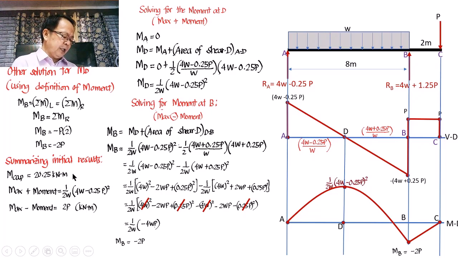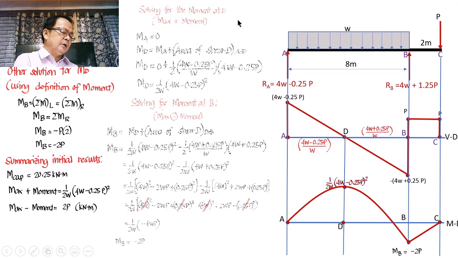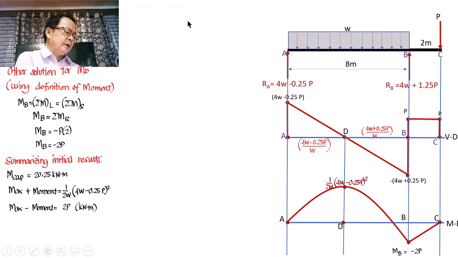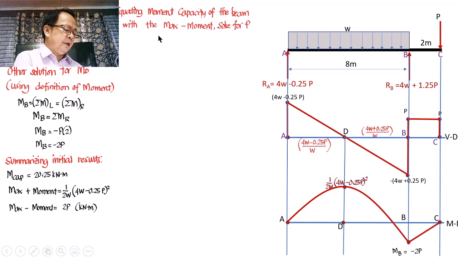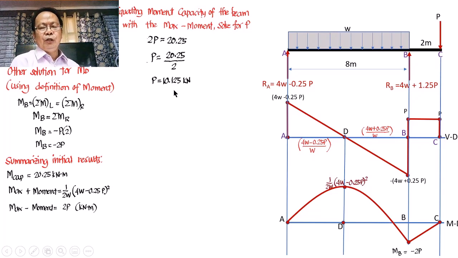Kaya kapag itong dalawa in-equate natin, automatic, masusolve na agad natin ang value ng P. So if we're going to equate the moment capacity of the beam with the maximum negative bending moment, from there masolve natin itong value ng P. And so our equation will be 2P, representing what? The maximum negative bending moment is equal to 20.25, representing the moment capacity of the beam cross-section. Kaya from here, masolve natin yung value ng P of 10.125 kilonewton.